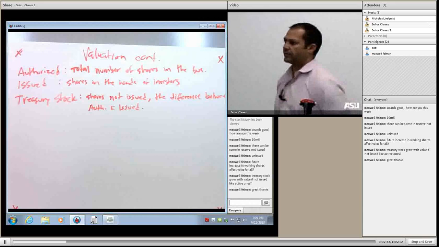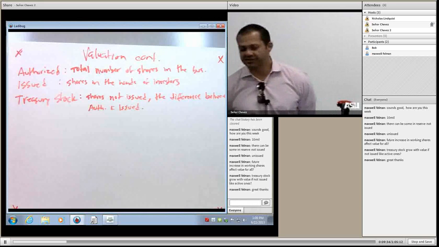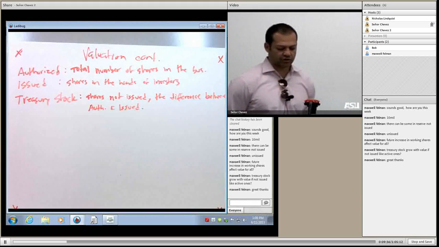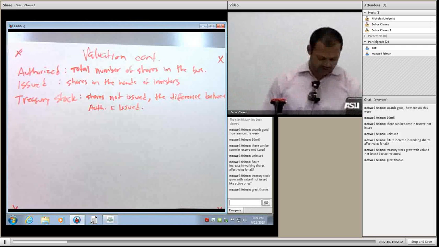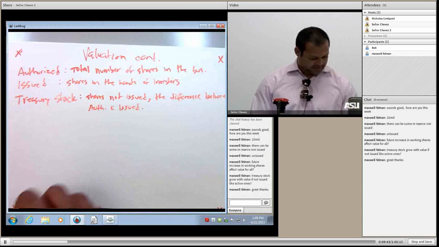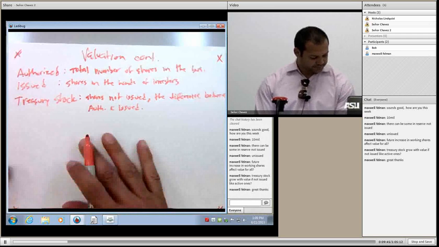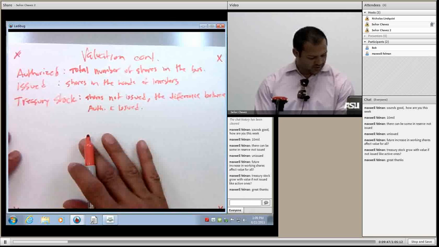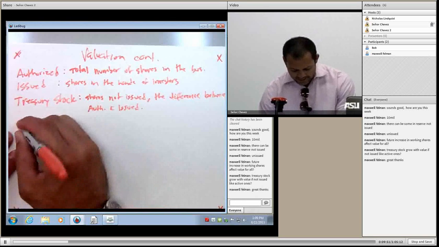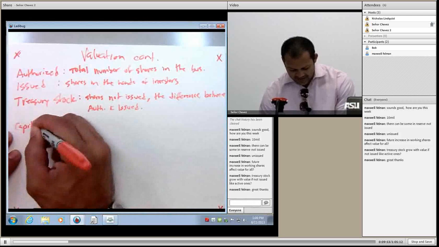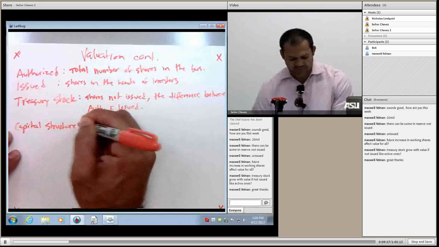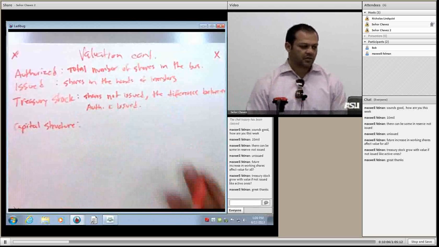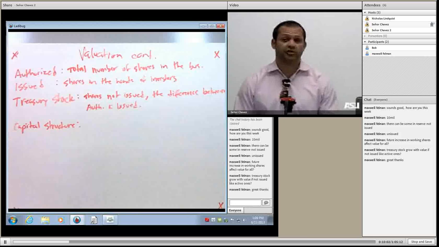Now, we have authorized stock, we have issued, and we have treasury stock. We know that the delta between authorized and issued is treasury. What about the capital structure? We've talked about the capital structure. What is the capital structure of a business? What is the capital structure of your new enterprise?